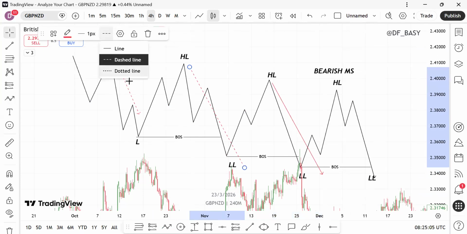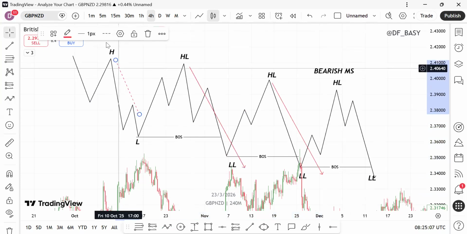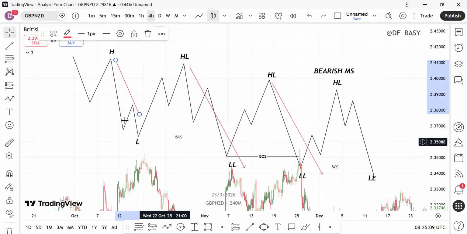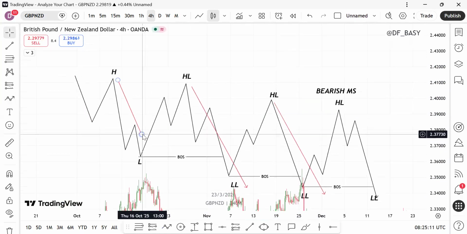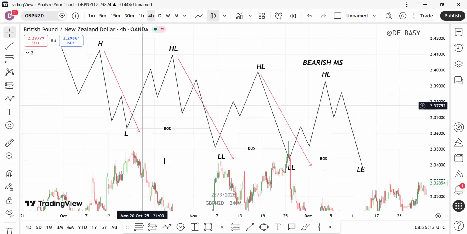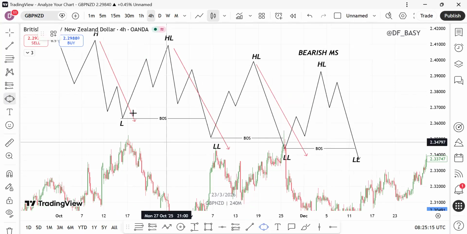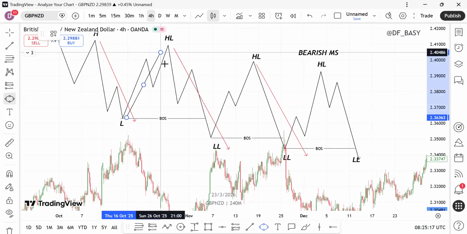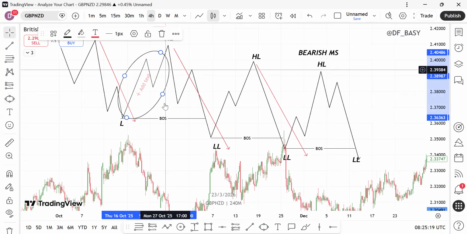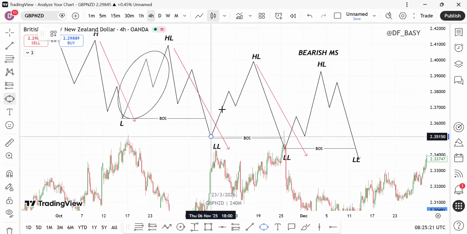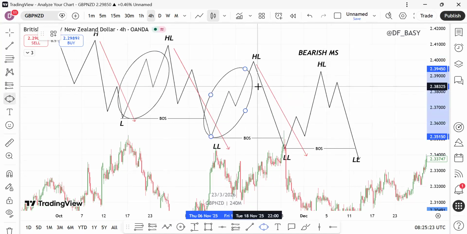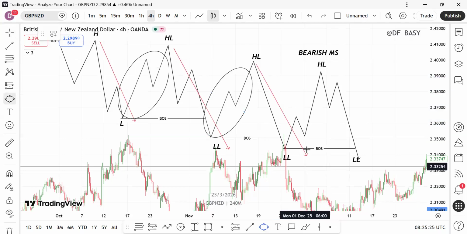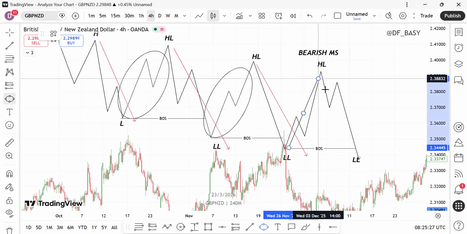Then where is your corrective move? Your corrective move is the move correcting the trend, right? So in this corrective move, you see more of a bullish structure inside. This is your corrective move. Small internal structures, that's your corrective move.